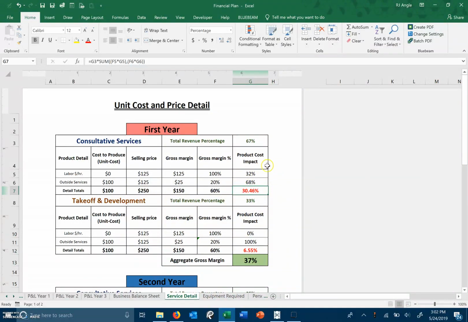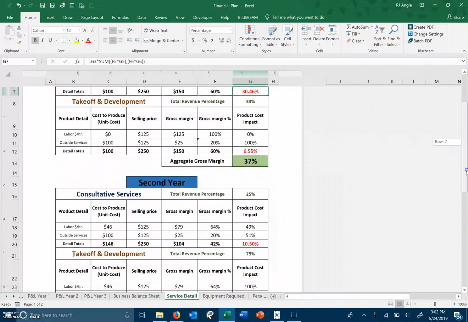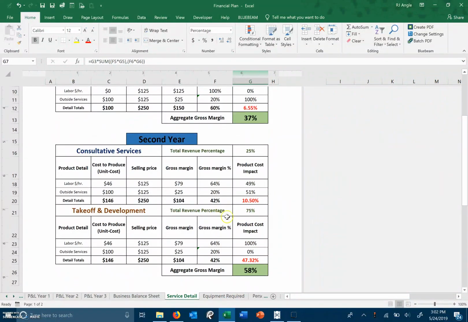But what does get so decisively different from my first to second year information is that by year 2, I now have employees, right? We've discussed that. You can see the impact of that in my second year profit and loss statement, but now you're going to see the impact of that on my unit cost detail. So now my labor no longer is free to myself because I'm employing people under my own house in order to do that for me. And I've identified a unit cost, a per hour unit cost of what my resale is of $46 to myself.